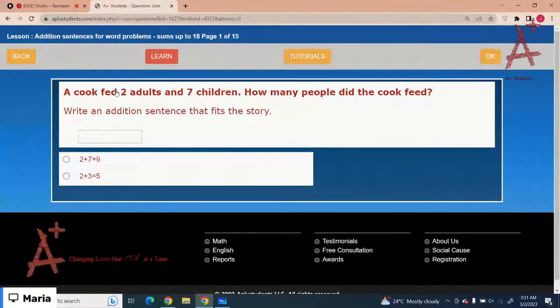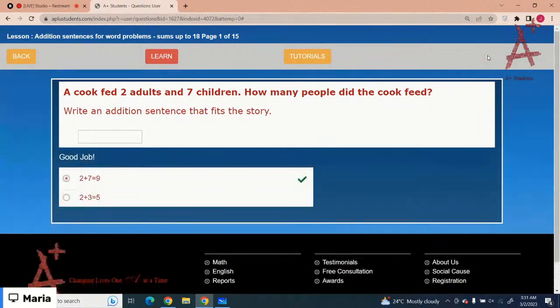Just look at the numbers involved in the question. You have 2 plus 7. So look for the option that has the numbers 2 plus 7, and we know that adding 7 plus 2 makes 9. Got it? Because the other option has 2 plus 3, and you don't have 3 in the question given. You have 2 and 7. So 2 plus 7 makes 9. Got it? So select the correct option and click on the OK button.